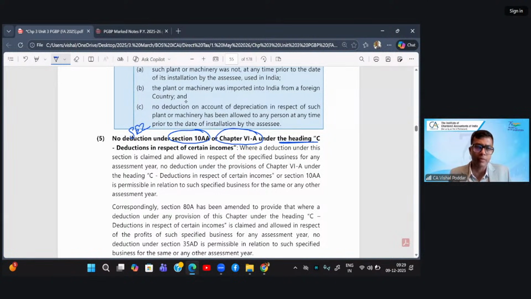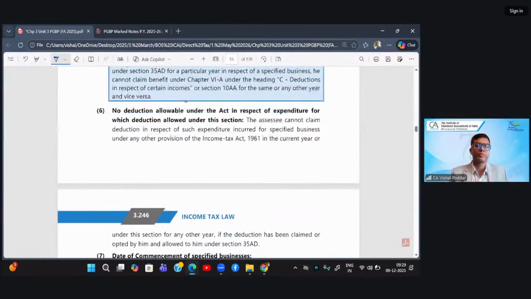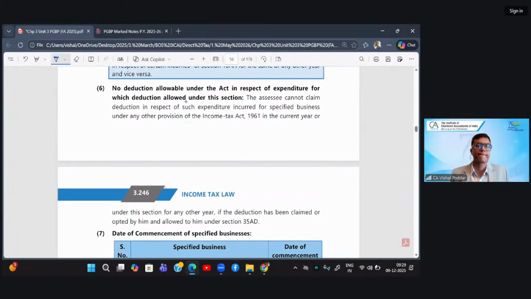Now see students, all these are in different chapters, but just for the time being, keep in mind one simple point. Where for the same business I'm giving you deduction under some other provision of the Act, you cannot claim double deduction. So if you are claiming deduction under this section, you cannot claim deduction under the other sections. Obviously, double deduction cannot be allowed. So for the same business, double benefit cannot be taken. So no deduction is allowable under the Act in respect of expenditure for which deduction is allowed under this.